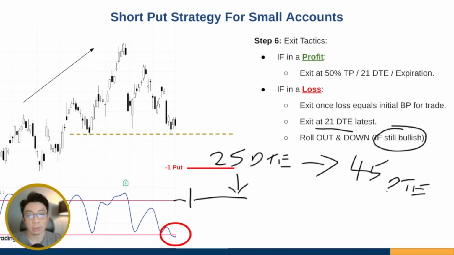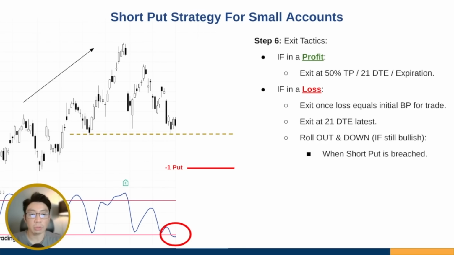So roll up and down. So how do you roll this? There are two ways you can do this. The first way is when the short put is breached. So this is the most defensive one.